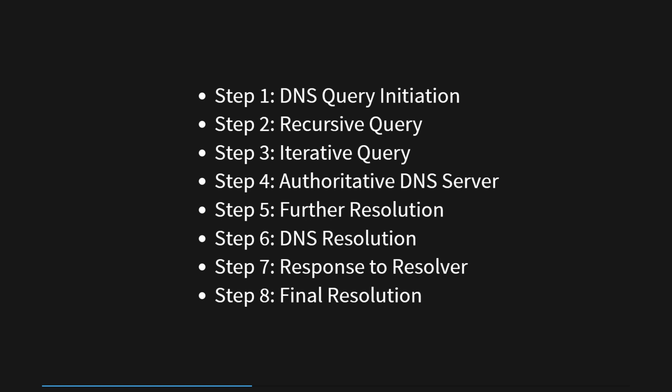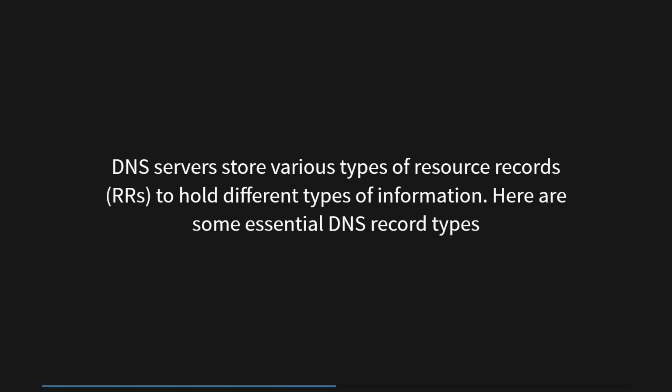Step 7. Response to resolver. The recursive DNS server caches the response and sends the IP address back to your computer's DNS resolver. Step 8. Final resolution. Finally, your computer's DNS resolver stores the IP address in its cache and uses it to connect to the desired website. The next time you visit the same website, your resolver can quickly provide the IP address from its cache, reducing the query time. DNS servers store various types of resource records, RRs, to hold different types of information.